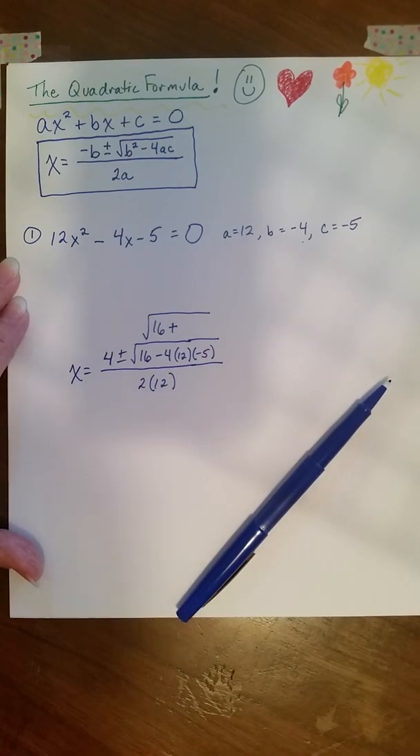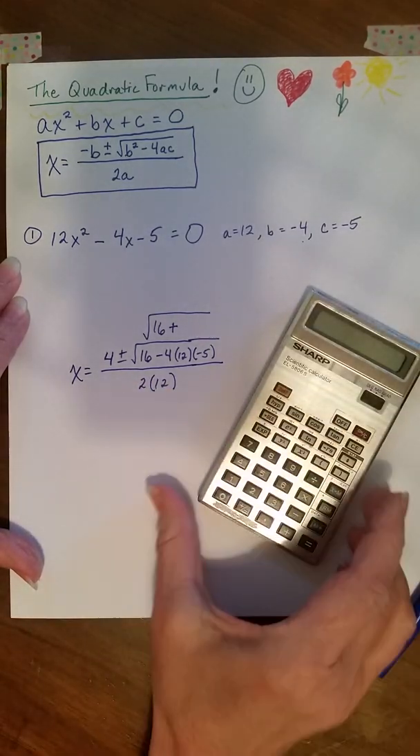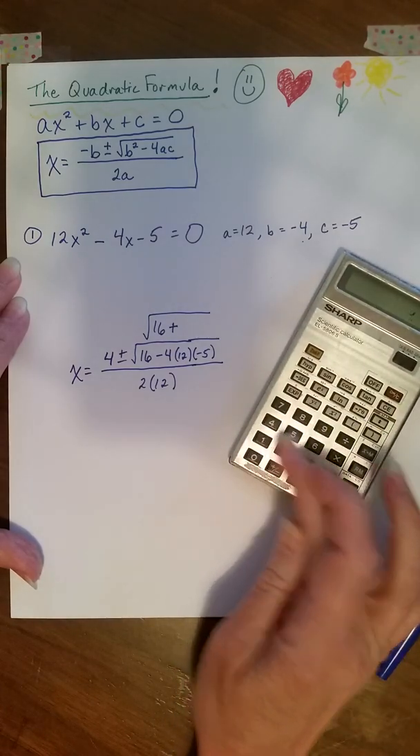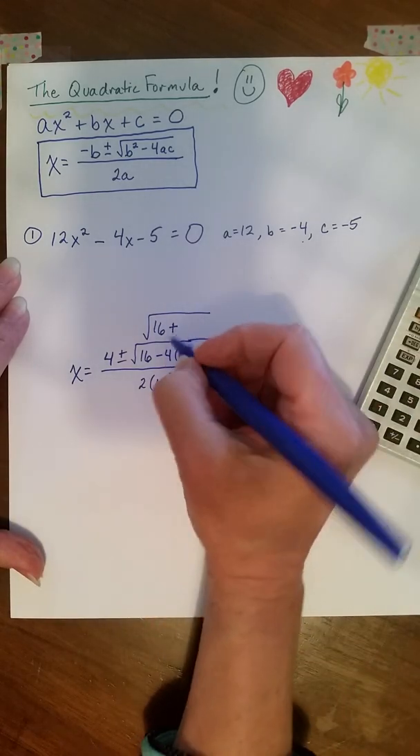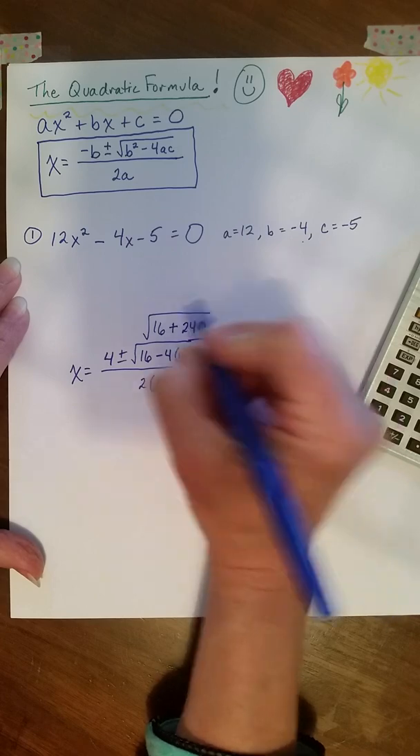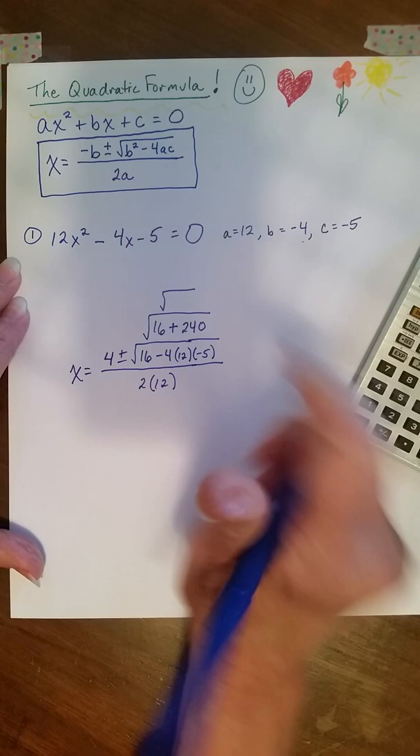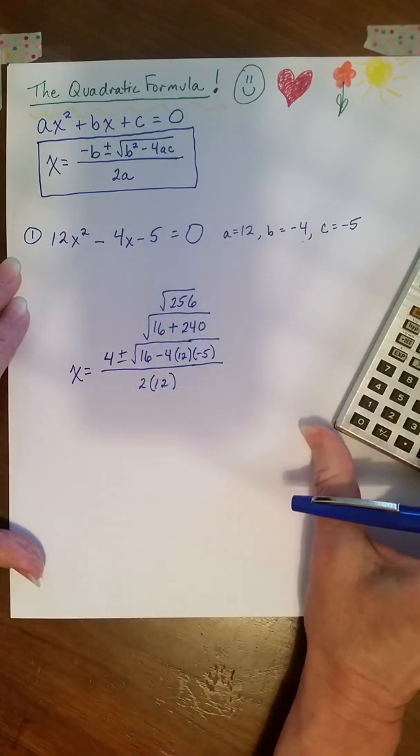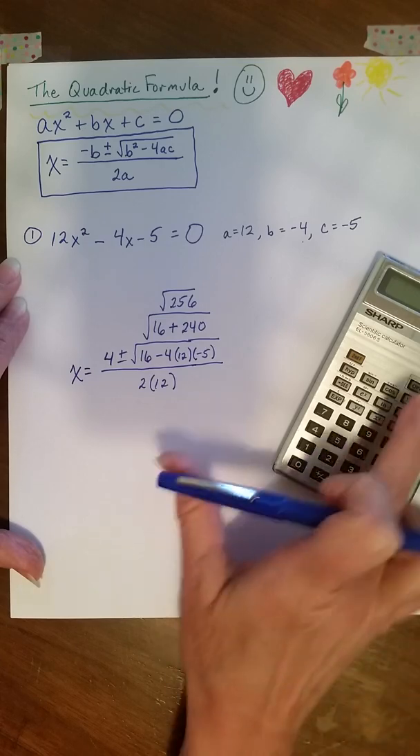I'm going to pull out my calculator. I know we can do this in our head, but I don't want to make a silly arithmetic error. So 4 times 12 times 5, and that's going to give us 240. Now I'll add the 16 plus the 240, and I get 256. Now I'm going to take the square root of 256, and I get 16.